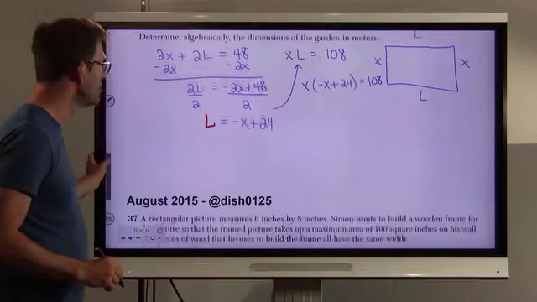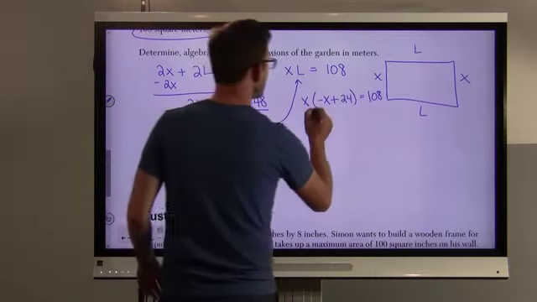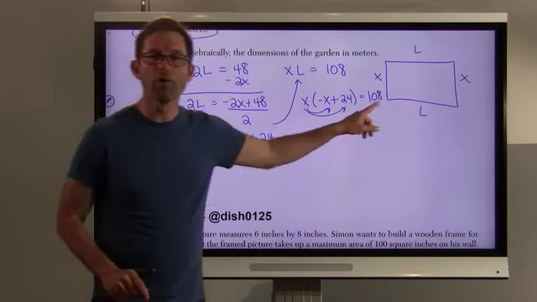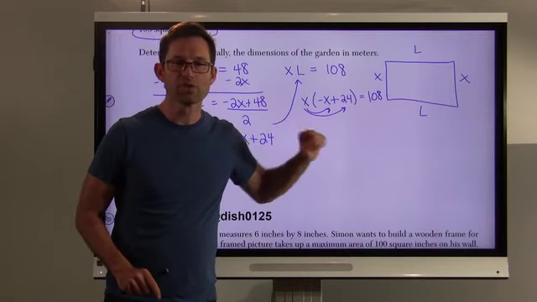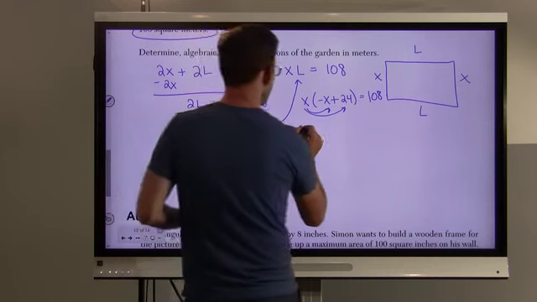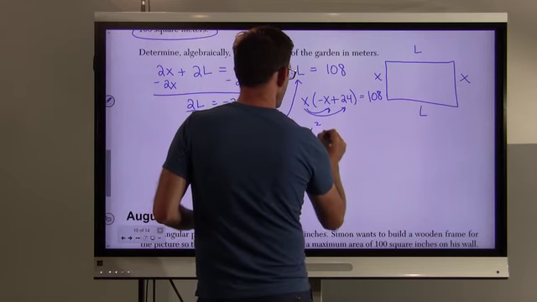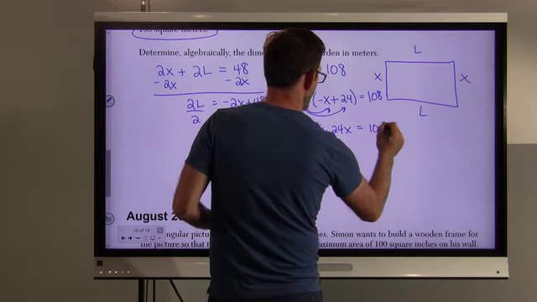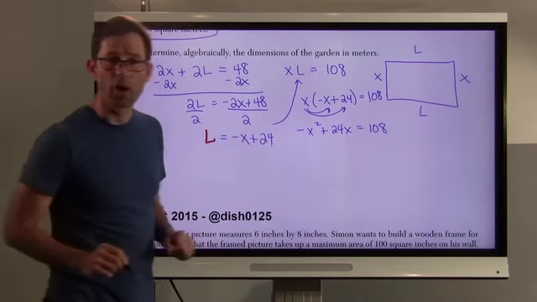Let me pan down a little bit so we have a little more room. Distribute. Don't start using things like the 108 product law. There is no such thing. You can't set this equal to 108 and this equal to 108. But I'm going to get negative x squared plus 24x equals 108.